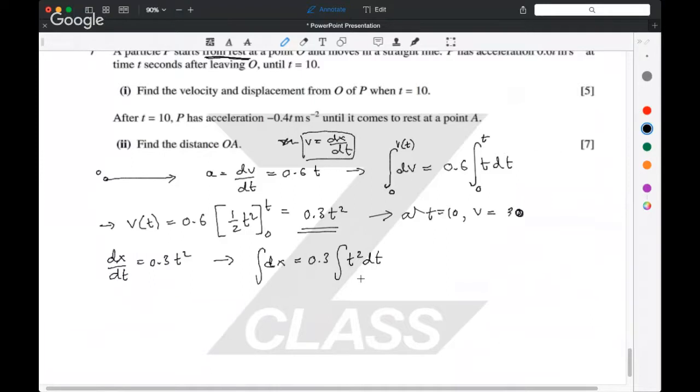And I look at my boundary conditions again: at t equals 0, x is equal to 0. There's no displacement yet. And at some later time, t is equal to t, and x is some x value at that time. So this gives me that x of t is equal to 0.3 over 3 t cubed.